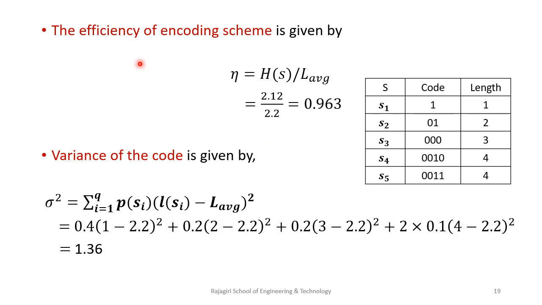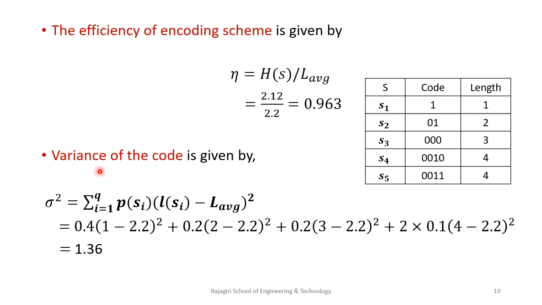The efficiency of any encoding scheme is calculated as the ratio of the entropy of the source to the average number of bits used to represent each symbol. So here eta is defined as H(S) divided by L average, which is calculated as 0.963. So the efficiency of this Huffman encoding is 96.3%.